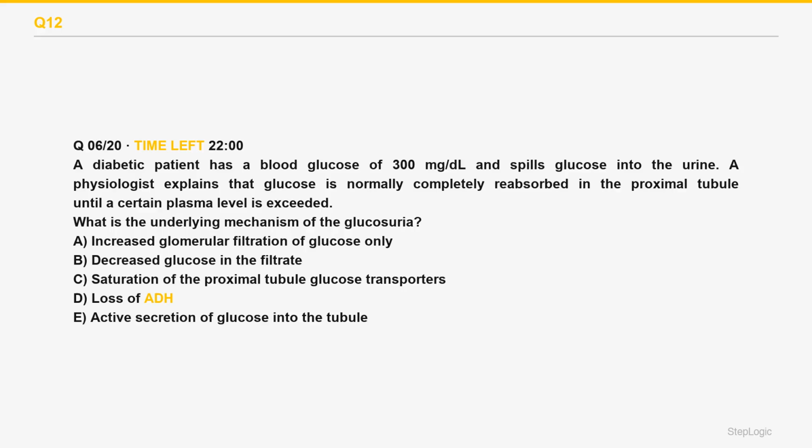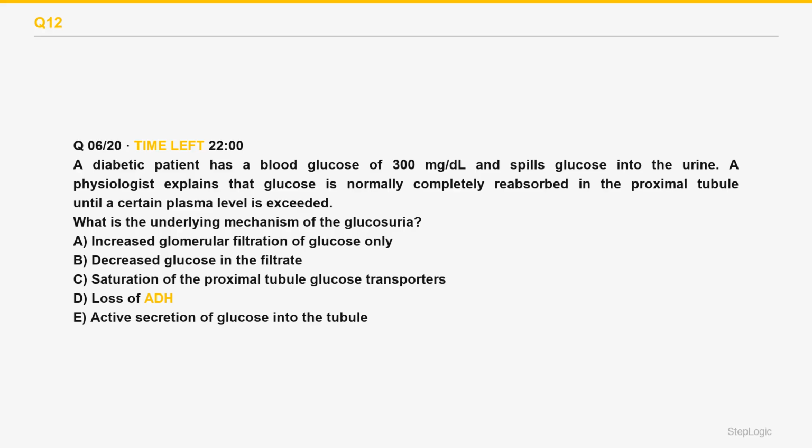What is the underlying mechanism of the glucosuria? A diabetic patient has a blood glucose of 300 mg/dL and spills glucose into the urine. A physiologist explains that glucose is normally completely reabsorbed in the proximal tubule until a certain plasma level is exceeded.